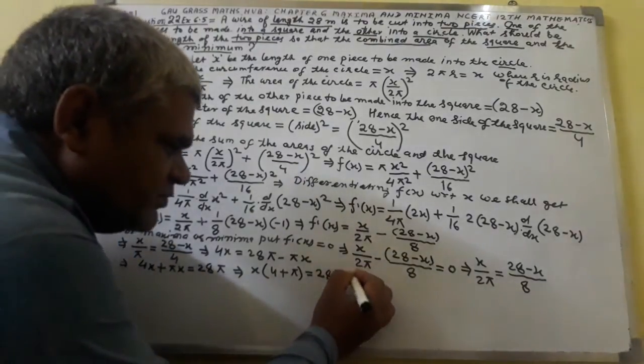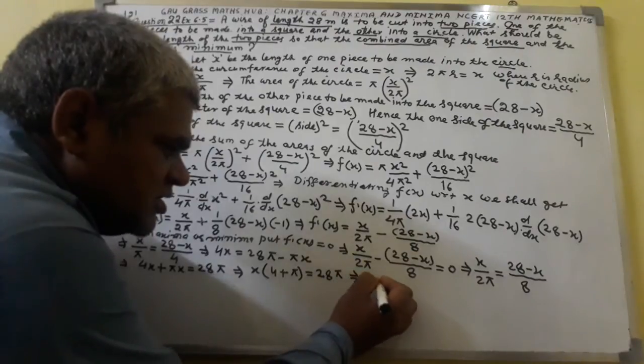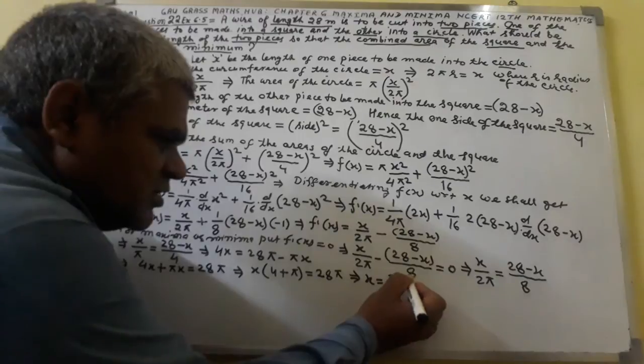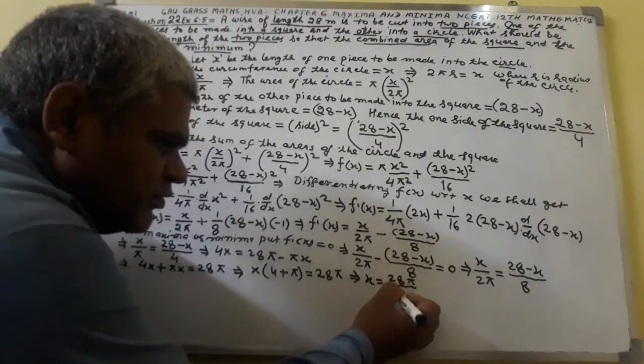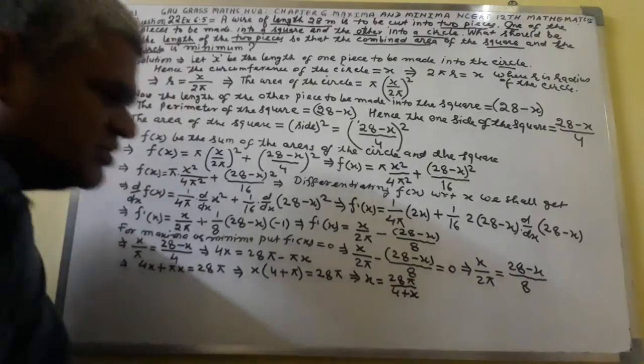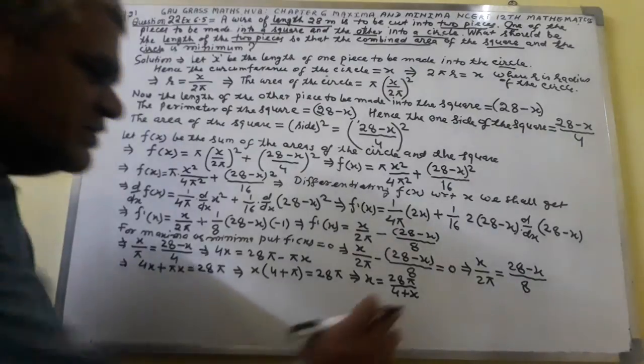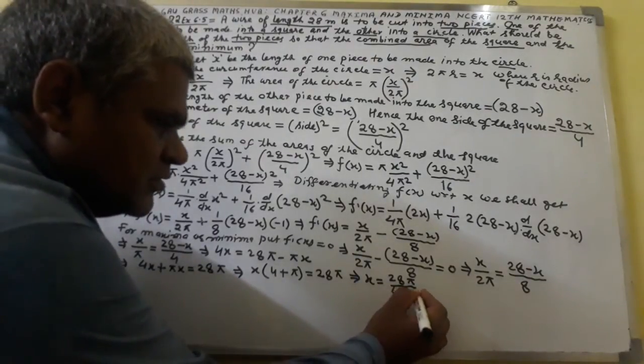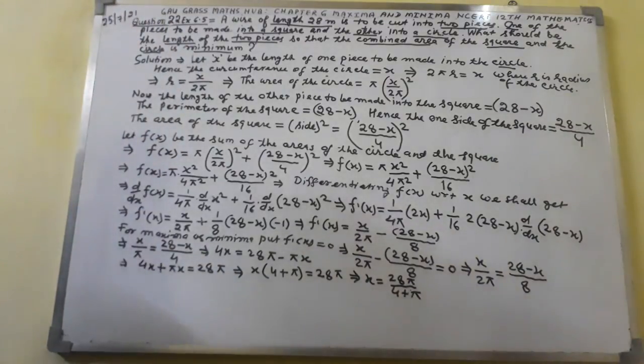Again I shall write, implied that x equal to 28 pi over 4 plus pi, not x here, 4 plus pi. x equal to 28 pi whole over 4 plus pi you have got. Value of x you have got. That is correct.